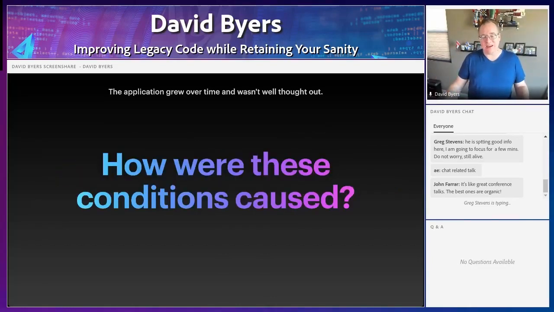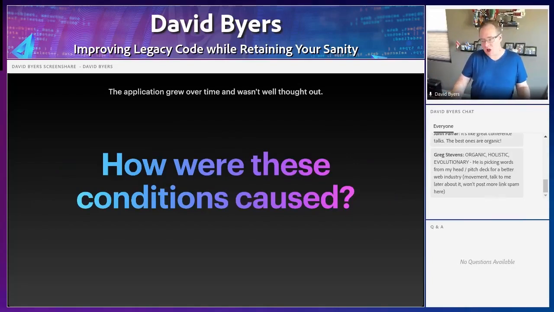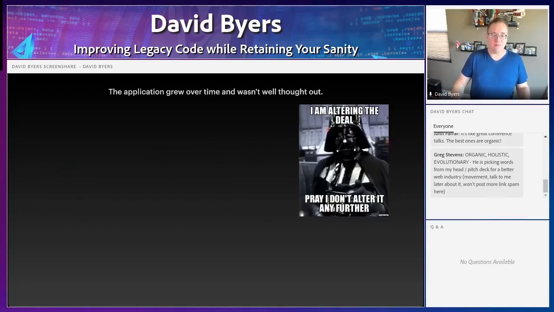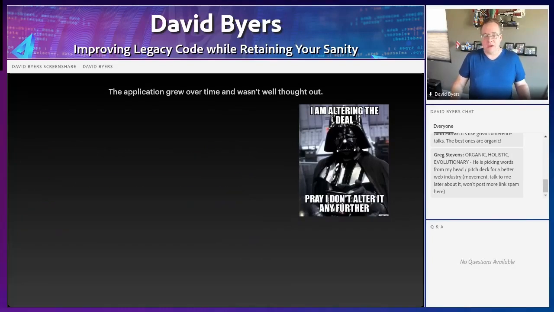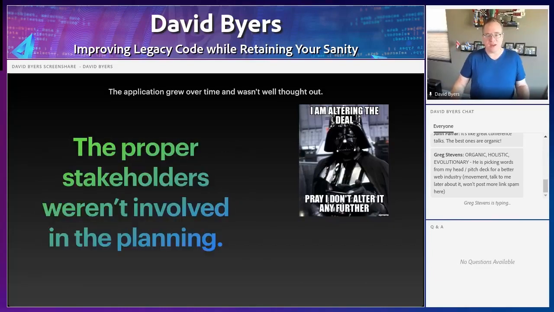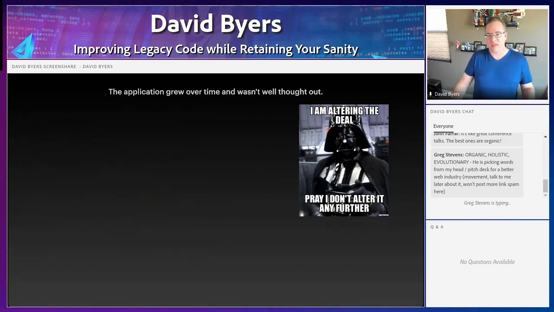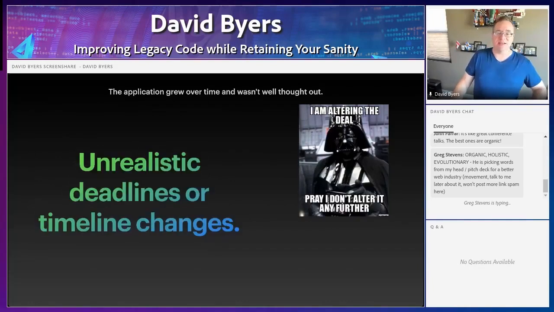So it's important to understand and ask the question, how are these conditions caused? There's a million different reasons for it. They're all completely valid. Maybe the idea wasn't fully fleshed out before the development began. Maybe the requirements changed. Maybe the proper stakeholders weren't involved in the planning. Maybe the marketing department came up with what they think is an amazing idea or feature for whatever software you're building that users would love, and turns out it's against the bottom line because the proper stakeholders weren't involved. Maybe the development was under unrealistic deadlines or timeline changes. We've all had to deal with this.